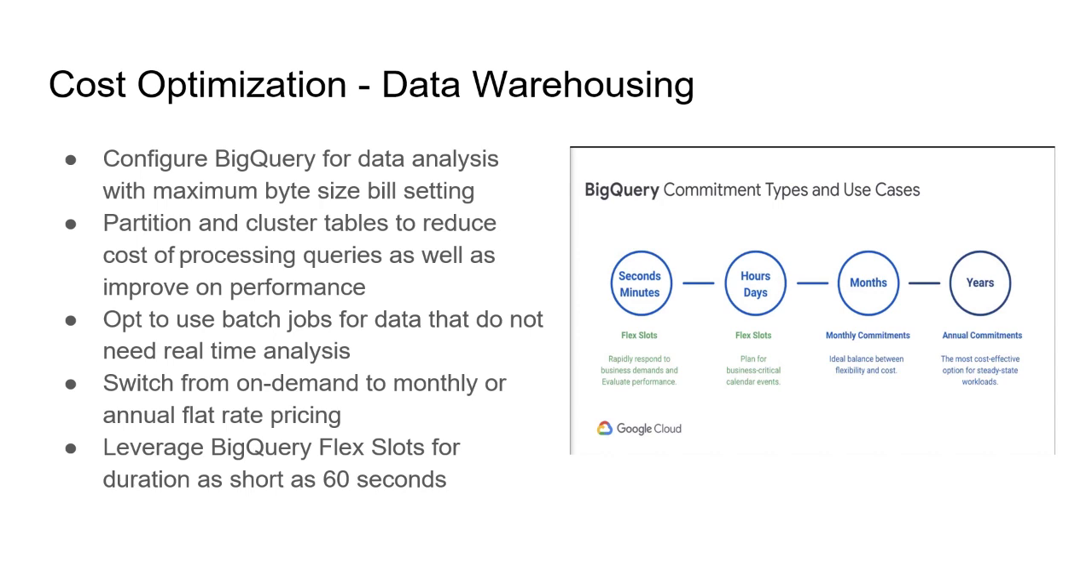Google has introduced Flex slots, a new way to purchase BigQuery slots for durations as short as 60 seconds, on top of monthly and annual flat rate commitments. With this combination of on-demand and flat rate pricing, you can respond quickly and cost-effectively to changing demands for analytics. Flex slots can provide rapid response to business demand, whereas monthly and annual commitments provide cost-effective options for steady-state workloads.